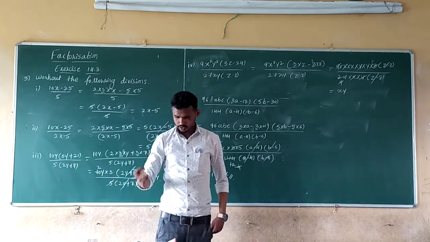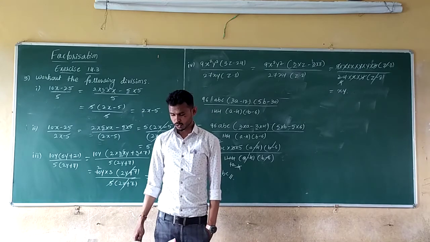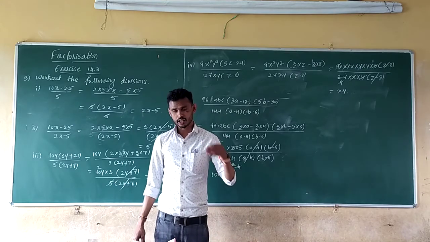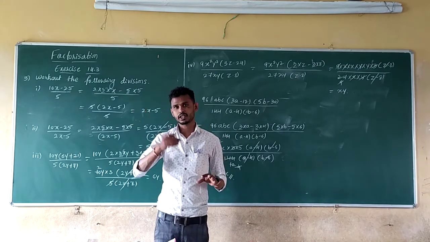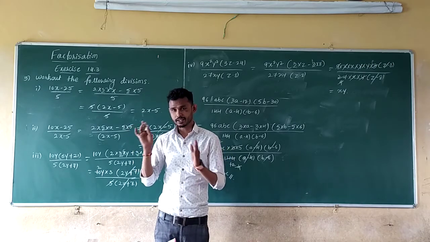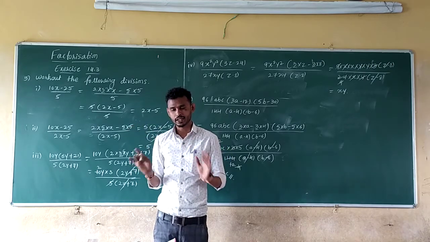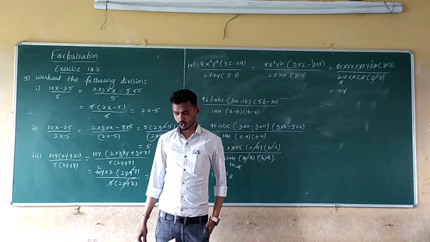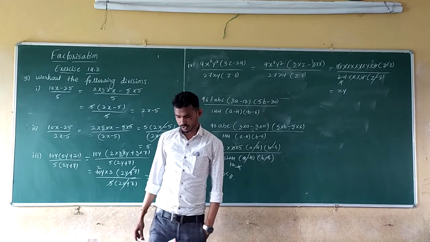So let us take the fourth question as your homework. Already everything is given. You need to just cancel the numerator and denominator and write the answer. That's it. So take that one as your homework. We'll see the next question.